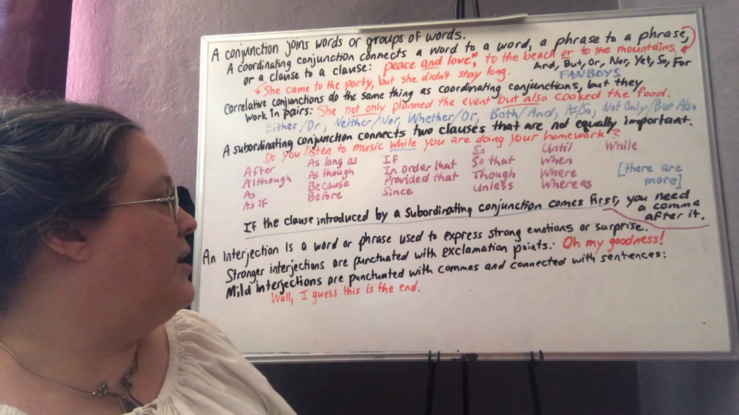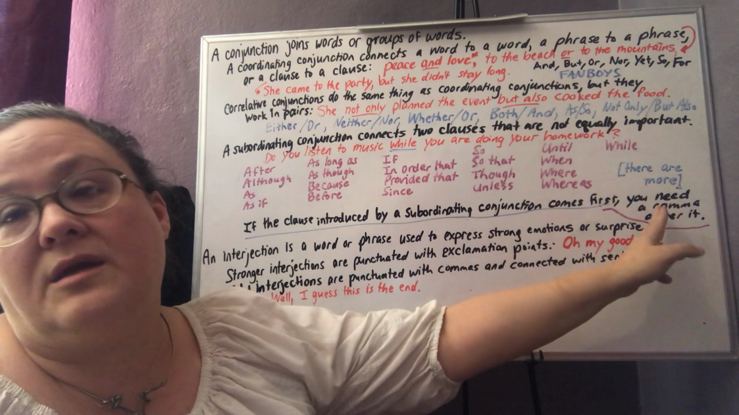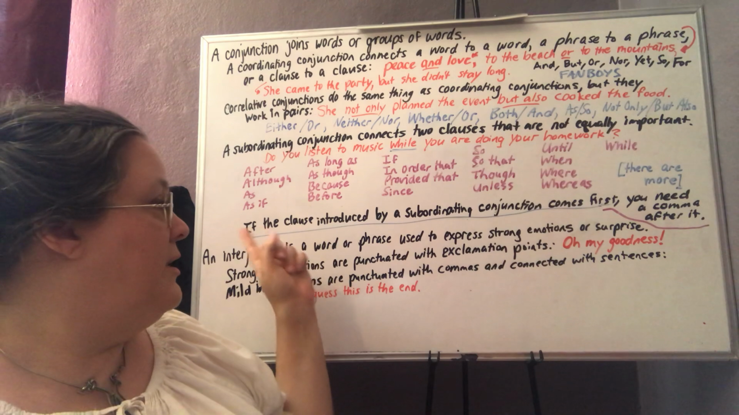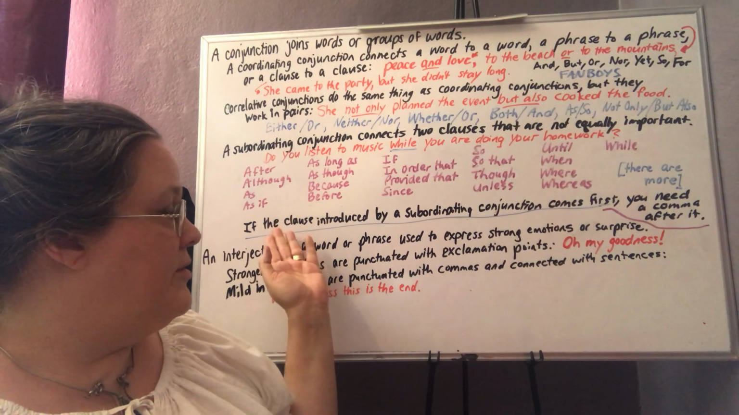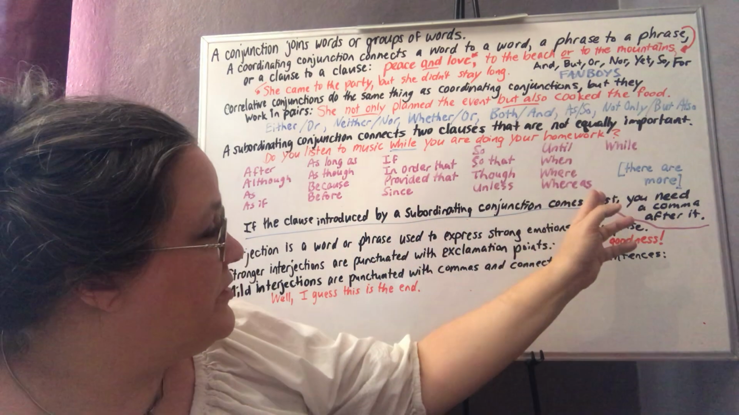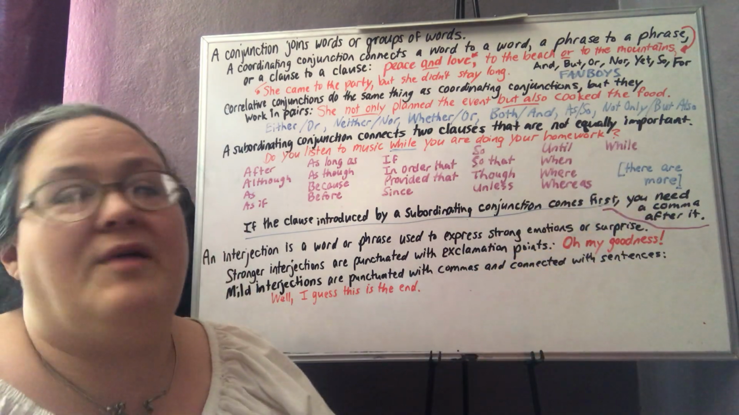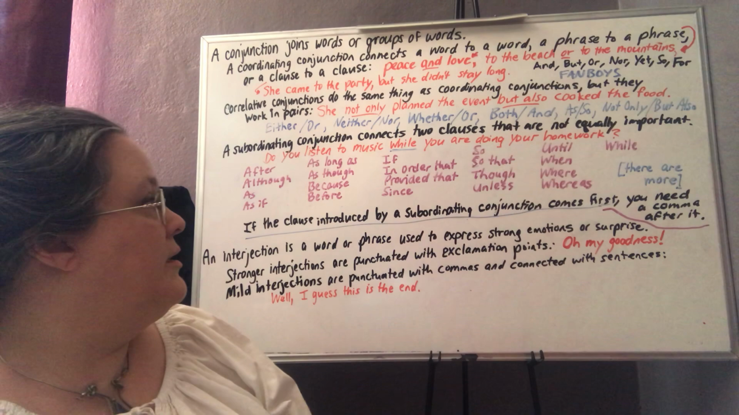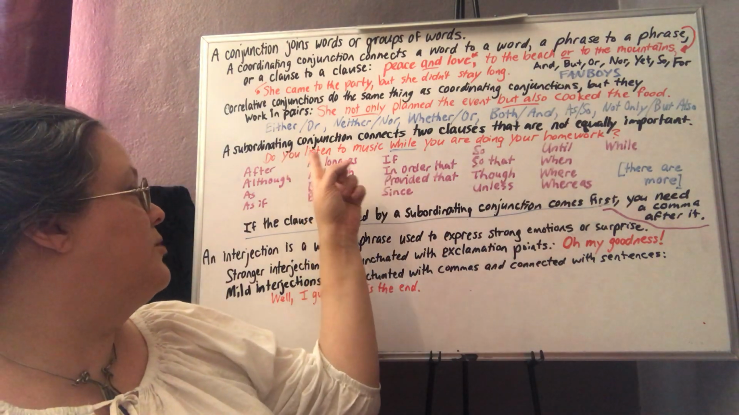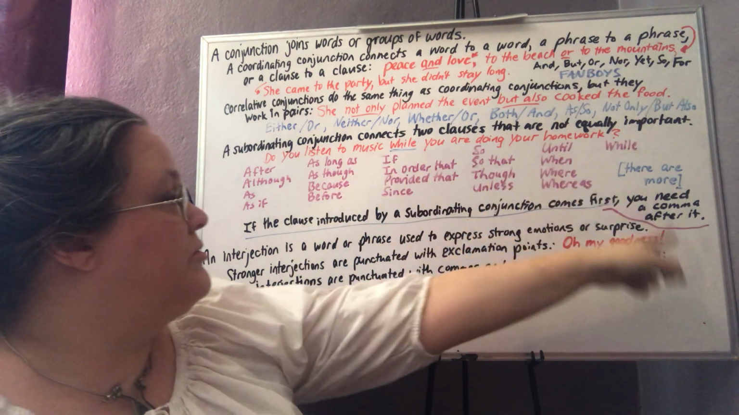If the clause introduced by a subordinating conjunction comes first, you need a comma after it. And actually, this sentence is an example of that, because here we have the word if, which is a subordinating conjunction at the beginning of a sentence. The clause introduced by the subordinating conjunction comes first, and then I have to have a comma there before the main clause. If, on the other hand, it comes second, like in the sentence up here, you do not need a comma there. Do you listen to music while you're doing your homework?